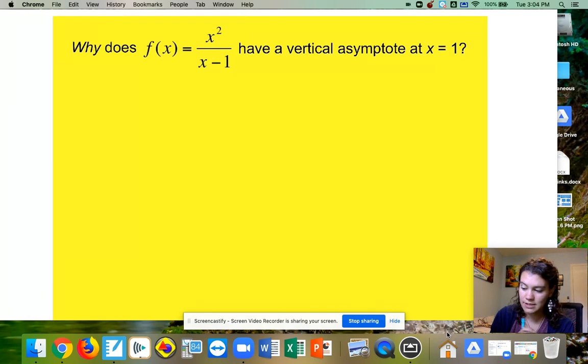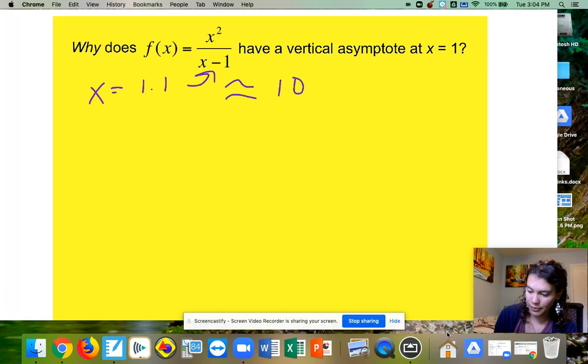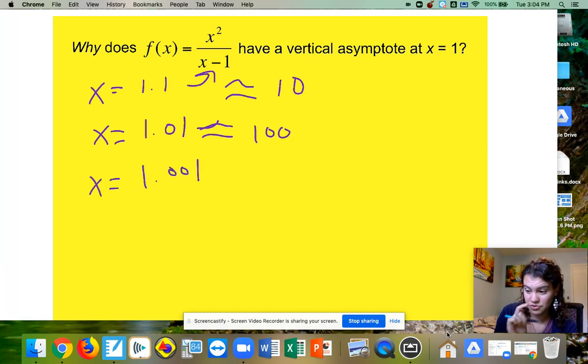So why does this happen? You don't need to remember this, but here's the basic idea. If we say x equals 1.1 and we plug it into this function, we're going to get something about 10. If you then plug in x equals 1.01, so you're getting even closer to 1, you're going to get a value about 100. If you plug in 1.001, so we're getting closer and closer to 1, you're going to get a value about 1,000, and then this continues on.